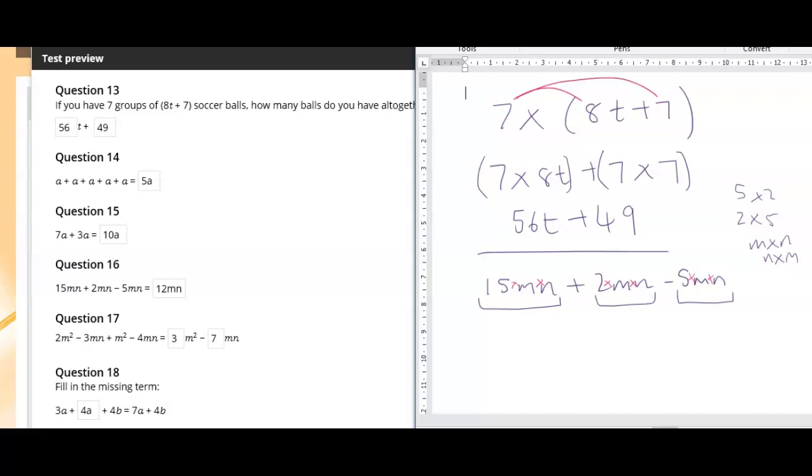So basically we've got 15 plus 2, which gives us 17, minus 5, so we've got 12mn.